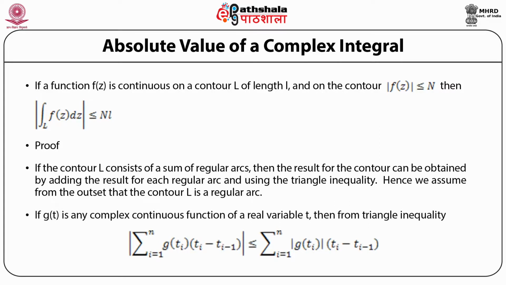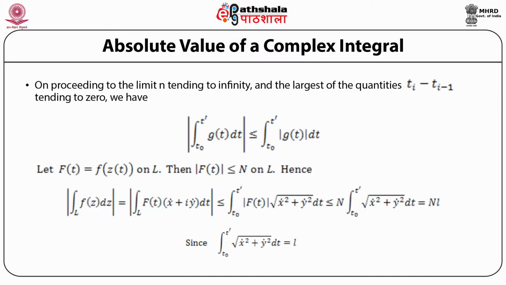If g(t) is any complex continuous function of a real variable t, then from the triangle inequality, mod of the summation i equals 1 to n g(t_i) into (t_i minus t_(i minus 1)) is less than or equal to the summation i equals 1 to n mod of g(t_i) into (t_i minus t_(i minus 1)). On proceeding to the limit n tending to infinity and the largest of the quantities (t_i minus t_(i minus 1)) tending to 0, we have mod of the integral from t naught to t dash of g(t) dt less than or equal to the integral from t naught to t dash of mod of g(t) dt.